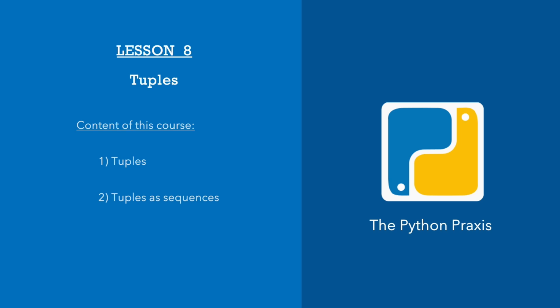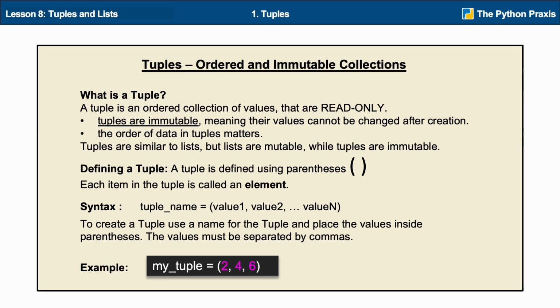So, let's dive in. What is a tuple? A tuple is simply an ordered collection of values that are read-only. The key characteristics of tuples are: tuples are immutable, meaning that their values cannot be changed after creation, and the order of data in tuples matters. Tuples are similar to lists, but lists are mutable, while tuples are immutable. This is the key difference of tuples from lists. And that immutability is powerful, because sometimes we want data to stay untouched and safe and not be accidentally modified.